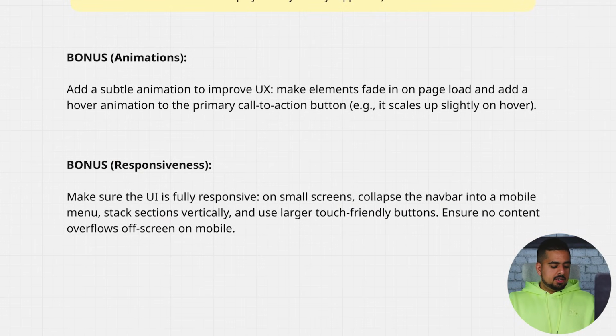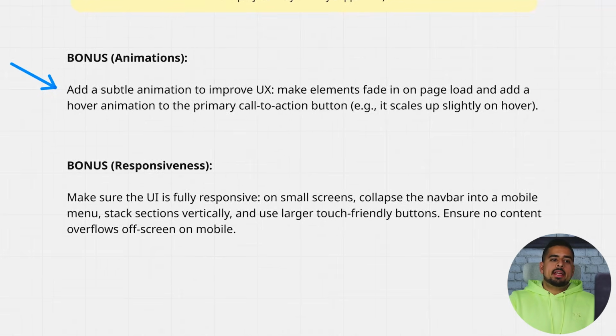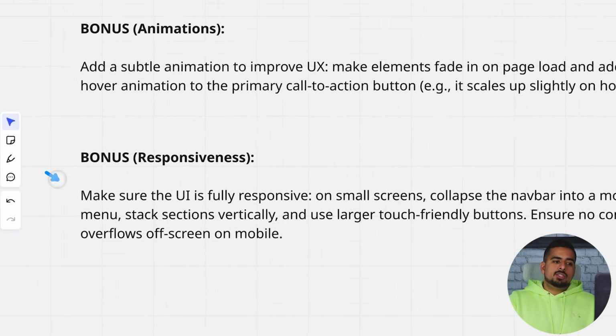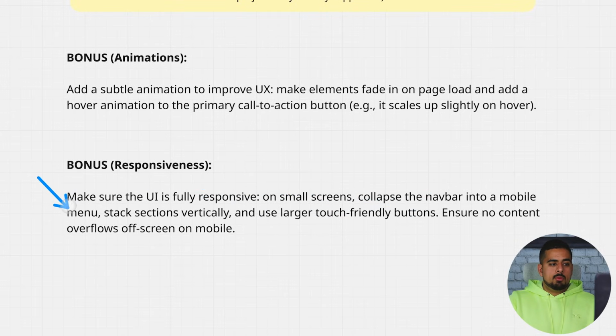And two bonus prompts here are add a subtle animation to improve the user experience, make elements fade in on page load, and add a hover animation to the primary call to action button. And last one is make sure the UI is fully responsive on small screens, collapse the navigation bar into a mobile menu, stack sections vertically, and use larger touch-friendly buttons. Ensure no content overflows off-screen on mobile.